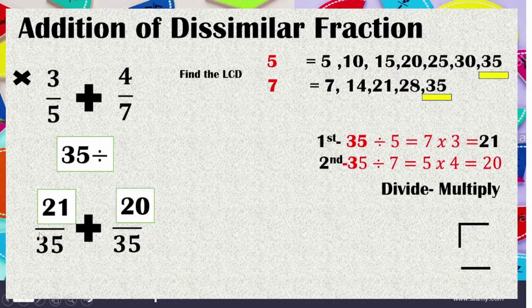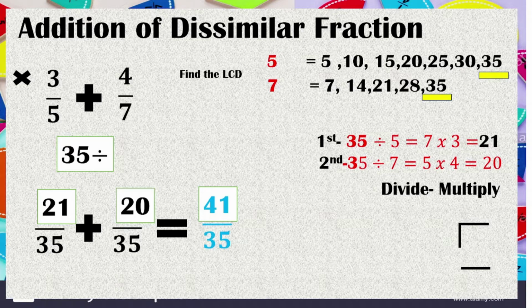Pag meron na tayong the same denominator, madali na lang po natin i-add. So, again, 21 plus 20 is 41, and copy the denominator, which is 35. So, we have an answer of 41 over 35. As you can see, 41 over 35 is an improper fraction. Di ba, pag sinabing improper fraction, ilo-lowest term natin or i-convert into mixed fraction.